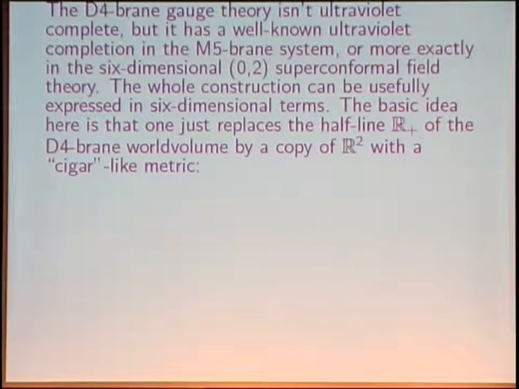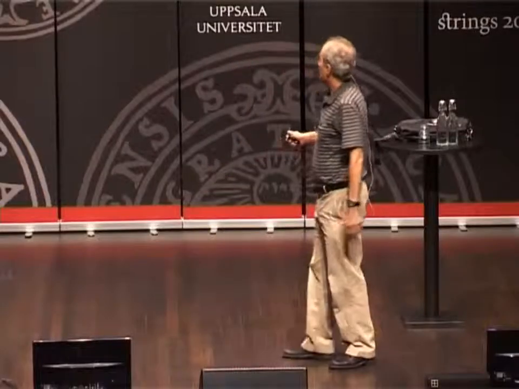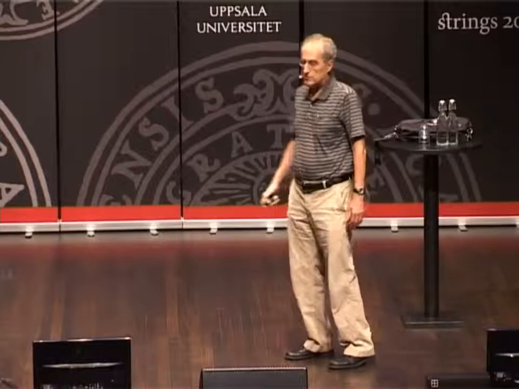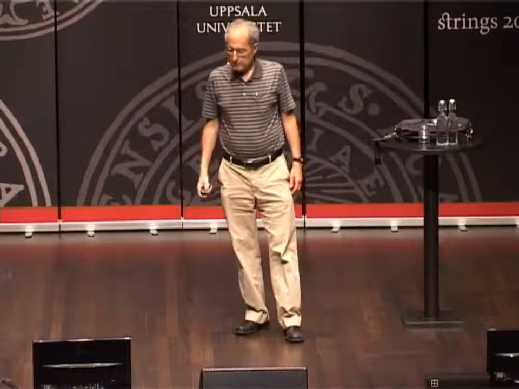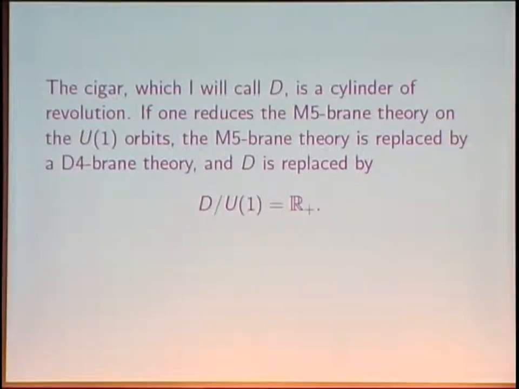can be replaced by a copy of R2 with a cigar-like metric. So unfortunately, this is meant to be a cylinder of revolution, but my sketch is a little bit too rough to see the rotational symmetry. Topologically, the semi-infinite cigar is meant to go off to infinity. Topologically, it's R2, but we've picked a handy metric rather than the flat metric on R2. I've picked a metric which asymptotically is the product of a half-line and a circle. I'll call this cigar D. It's a cylinder of revolution.